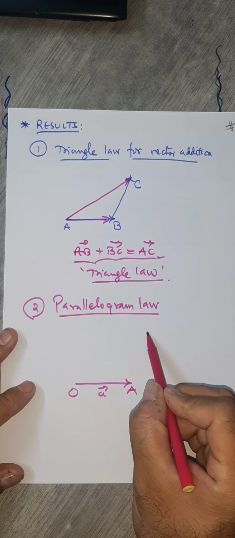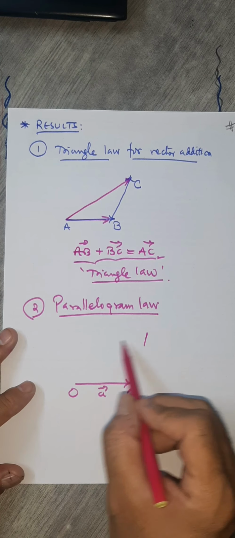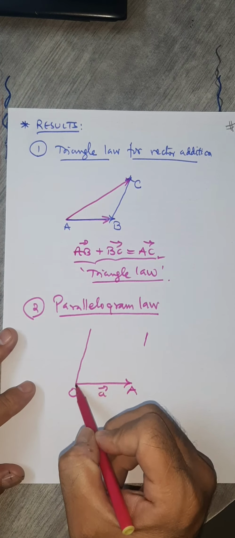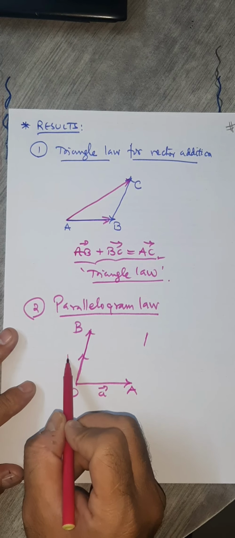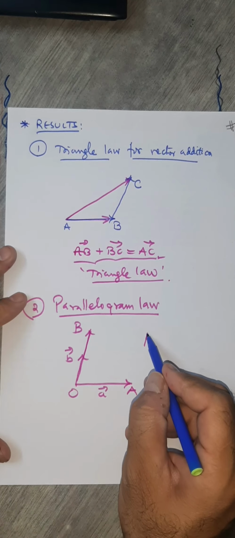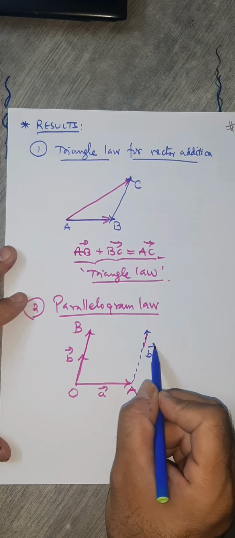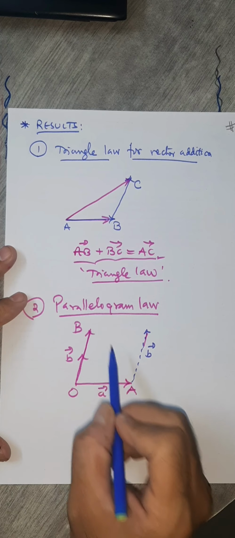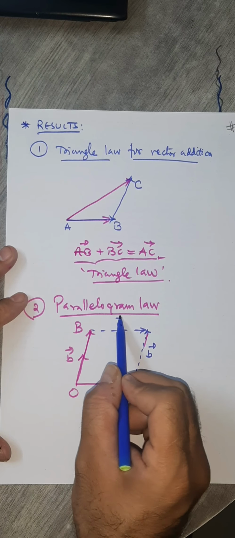Let me take another side here, for example, vector B. So this is vector B. Then the opposite sides of the parallelogram will be this. This is the opposite side and it is in the same direction, so this is again vector B. This is the opposite side, the same direction, so this is also vector A.